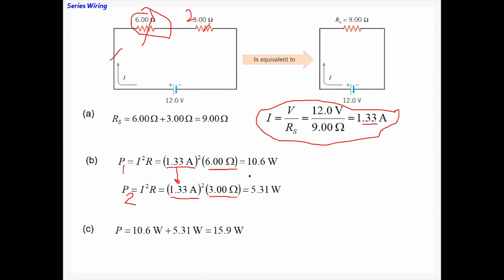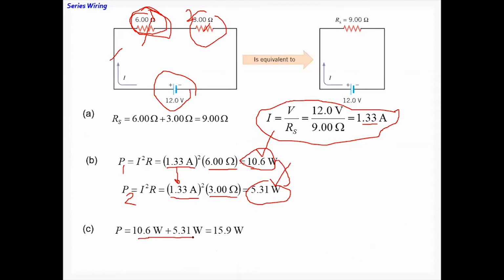So total power is the power in this resistor plus the power here. Meaning the power here is how much? 10.6. And the power here is 5.31. What is the total power given by the battery? You have to add these two together, right? So that's what it is. 10.6 plus 5.31, which is 15.9 watts.